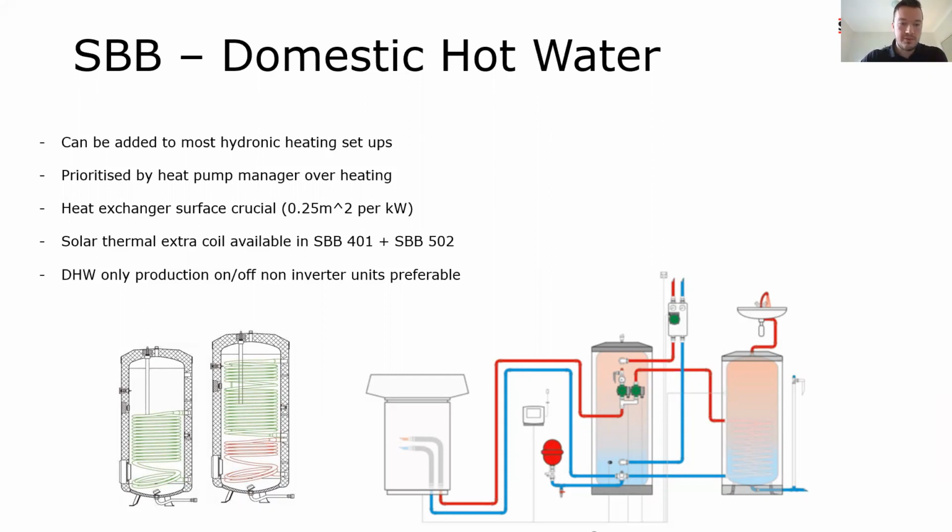If we do domestic hot water only jobs, we prefer to do on-off compressors and not inverter range compressors. That's mostly because if we have an inverter, it'll often run at full hertz, full capacity, 120 hertz, for example, which isn't good for the lifespan of the compressor. Ideally, with an on-off compressor, that is not a problem.